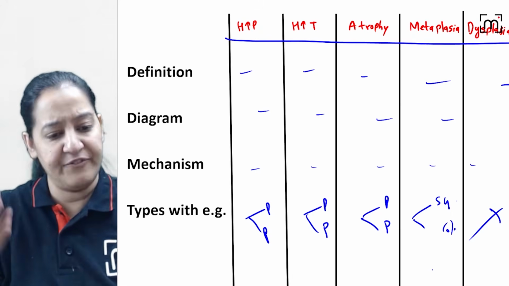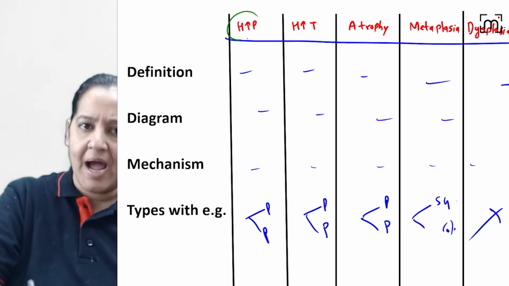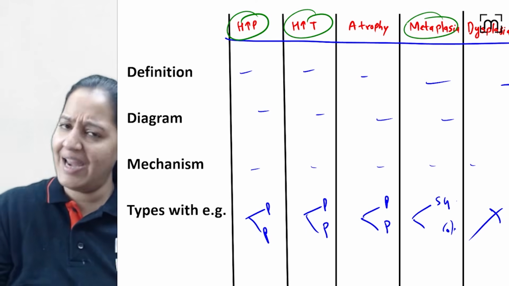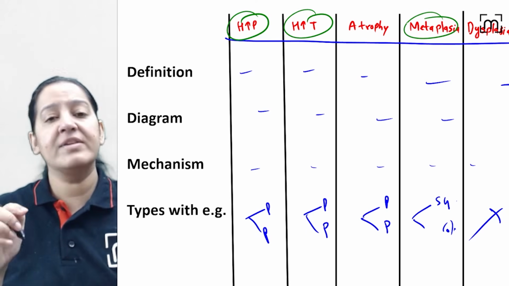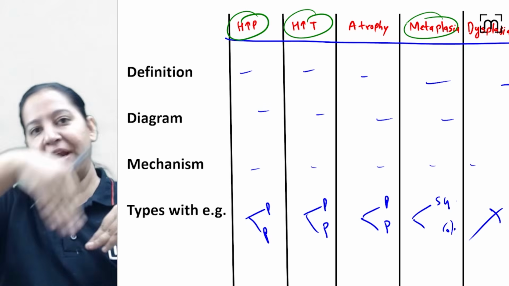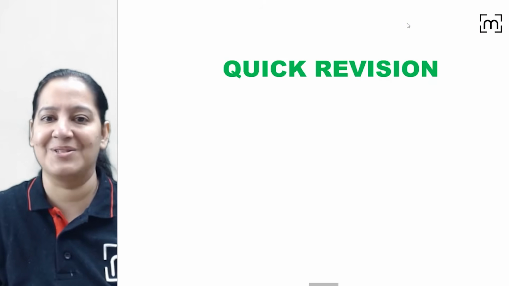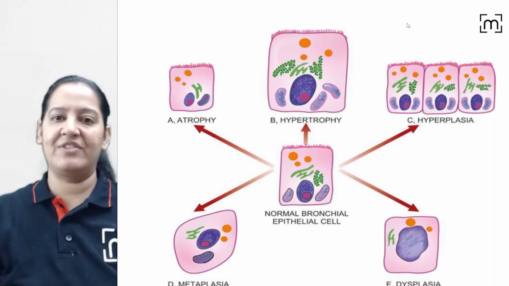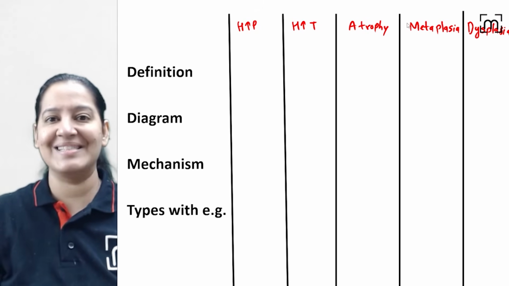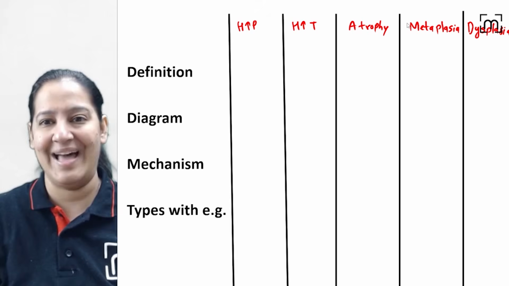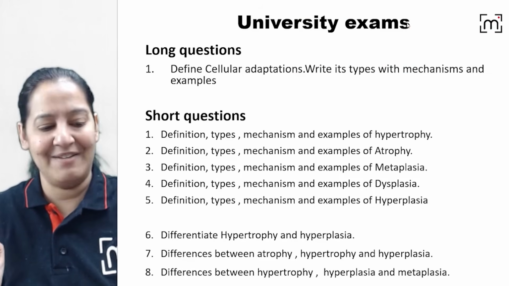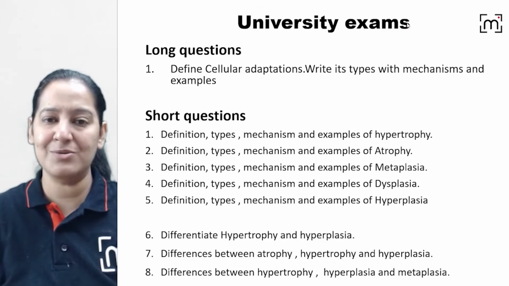In your exam, if differences come between hypertrophy, hyperplasia, metaplasia, any of them, you can write the differences. If it is a long question, you can enumerate all of them, and if a short note comes on any one of them, you can write that also. Right? So we are done with the 5 types of adaptations. I guess everyone is confident now. Right? So now let's have a look again at the university exam questions from this topic.